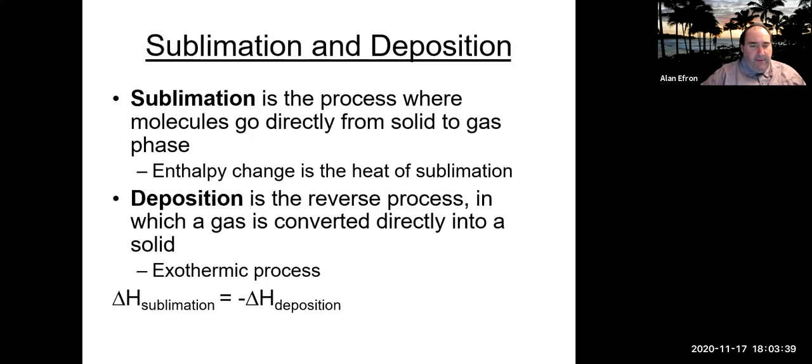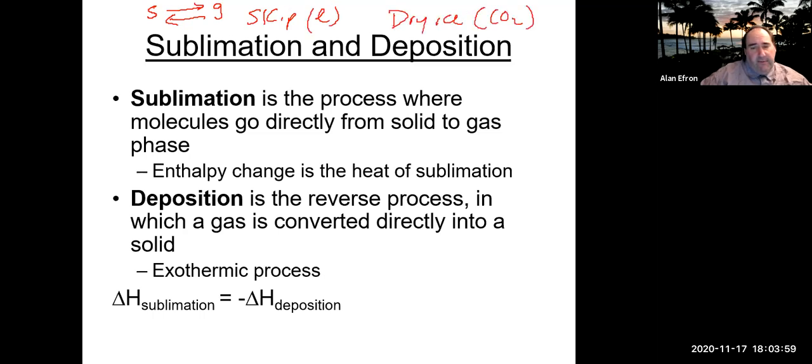And the last couple of transitions are sublimation and deposition. Sublimation and deposition is the process of going from solid directly to gas, or gas directly to solid. Here we skip the liquid phase along the way. Dry ice is an example of that. Dry ice is really CO2, carbon dioxide. And it goes directly from solid to gas, skipping the liquid phase in that particular situation.